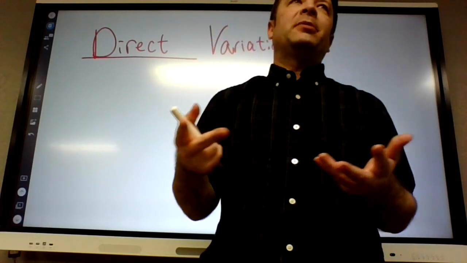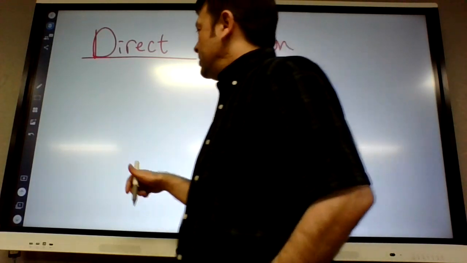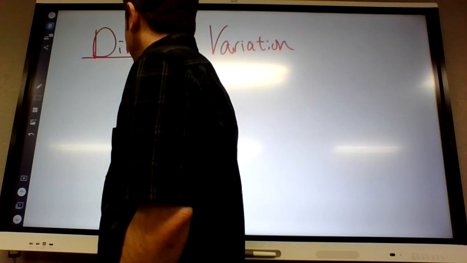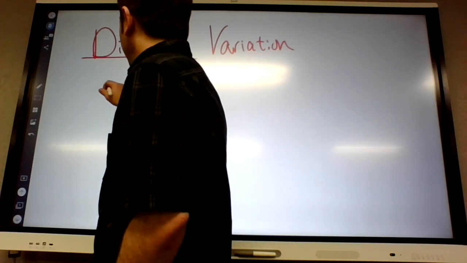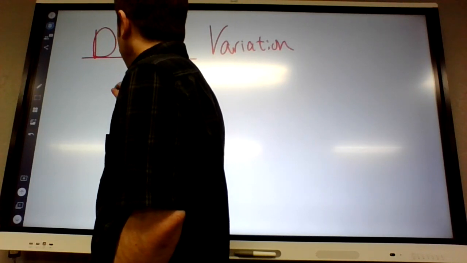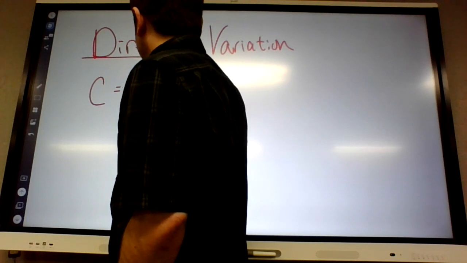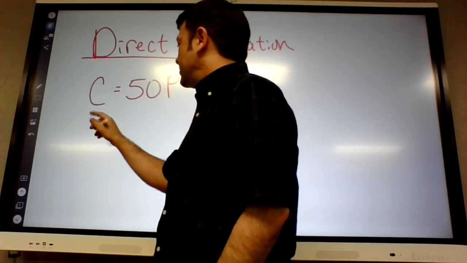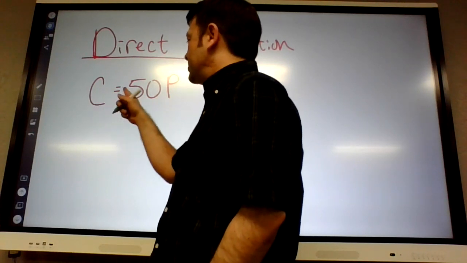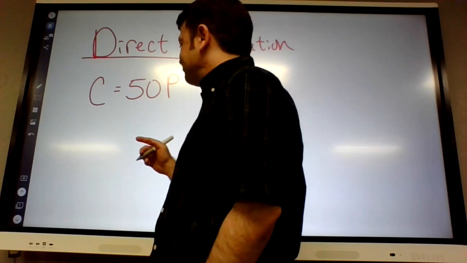So like a really quick example would be if we bought 10 pairs of shoes and they were each $50. Let's say the cost of the shoes is $50 times each pair. So this is what direct variation looks like. Just some variable equals a constant times another variable.